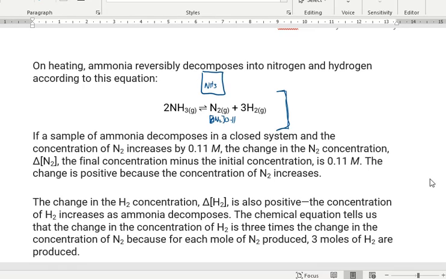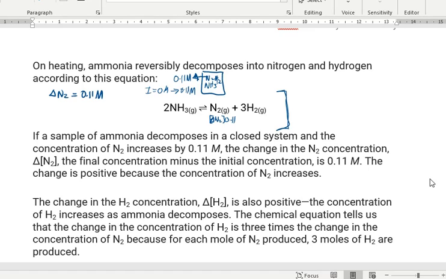After some time, the ammonia decomposes and it produced N2 and H2. Now, upon measurement, the N2 was found to be 0.11 molar. So, meaning, from 0 molar, which is the initial concentration of N2, it became 0.11 molar. That is why 0.11 molar is the change in the concentration of N2, right?